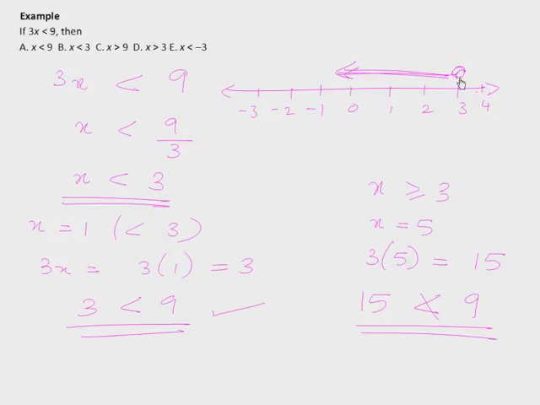Note that I've denoted 3 with an open circle because 3 itself is not part of the solution. The solution is x less than 3. So I don't include 3 in the solution and I denote it by an open circle. And all numbers to the left of it are part of the solution.